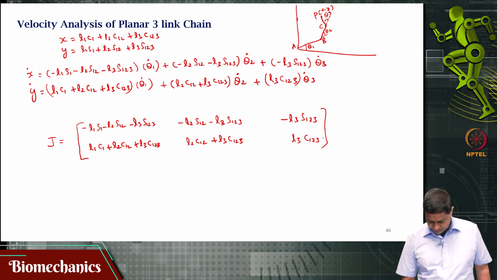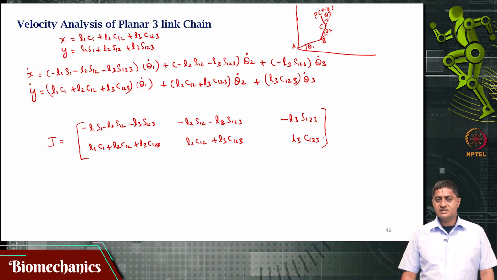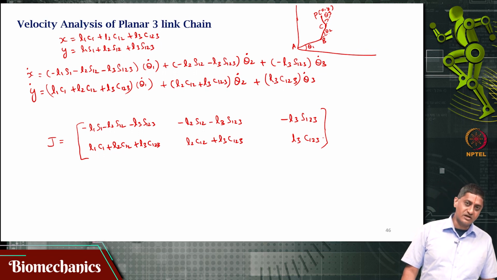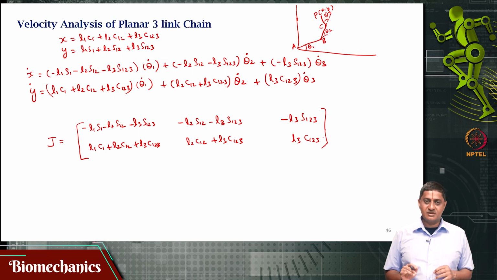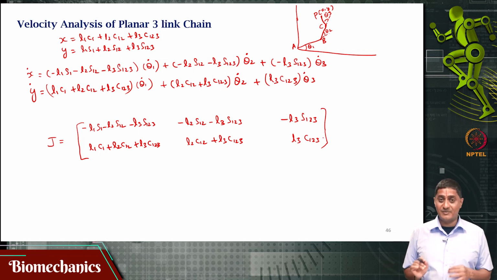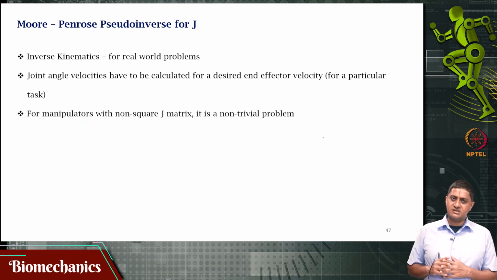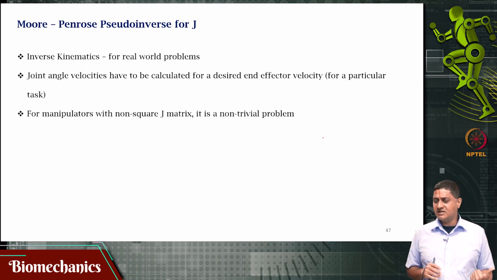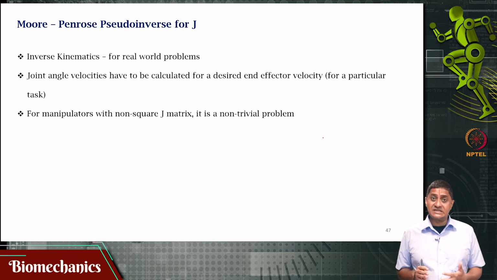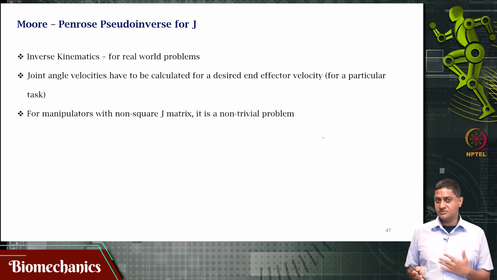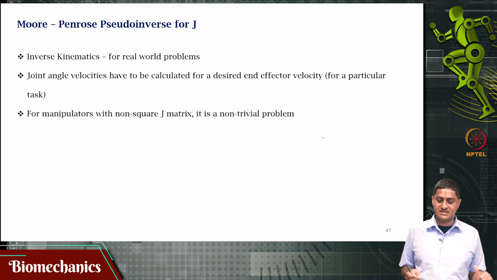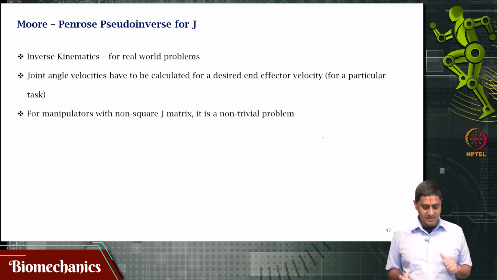Remember, forward kinematics is a problem meant for solving at the school level, high school level, college level, undergraduate level. Real world problems almost always involve solving for inverse kinematics. And when I have a Jacobian that is not square, J inverse is not defined for the 3-link kinematic chain, right.